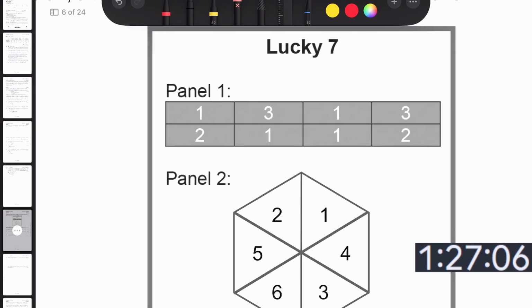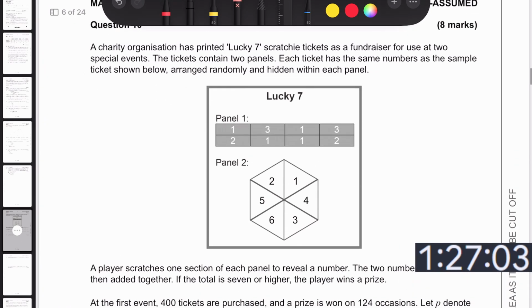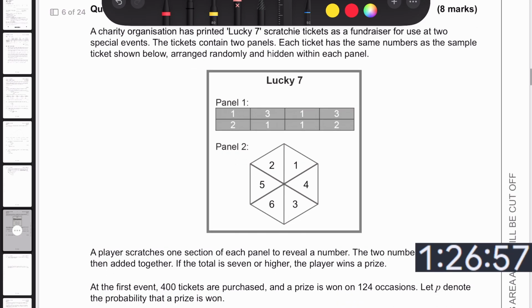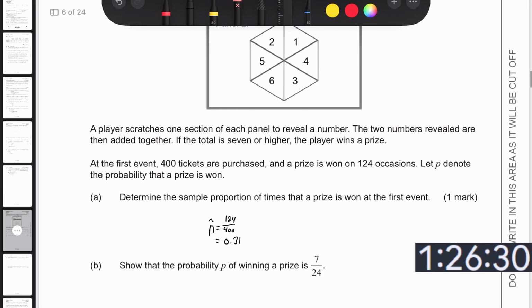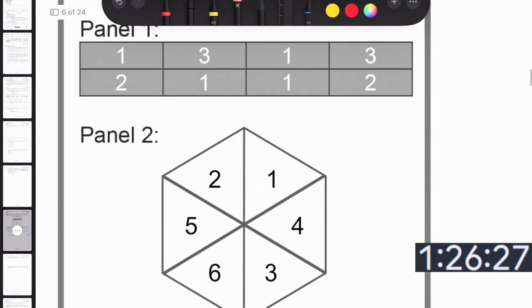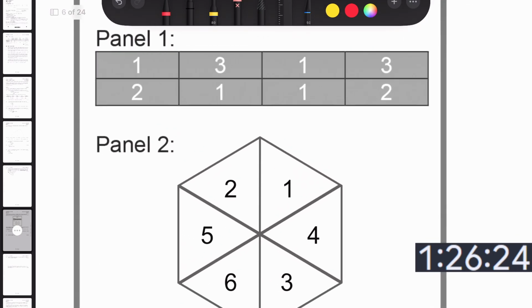So there's 8 on each panel. If the total is 7 or higher, the player wins a prize. The player scratches one section of each panel to reveal a number. Winning a prize is 7 on 24. So there's, okay, so it's 8.